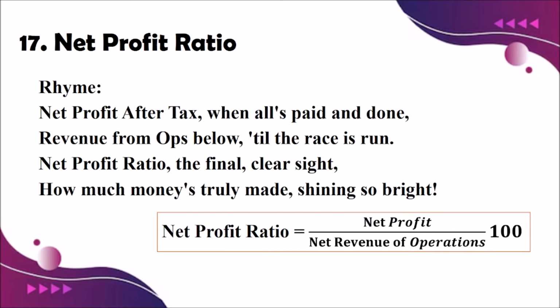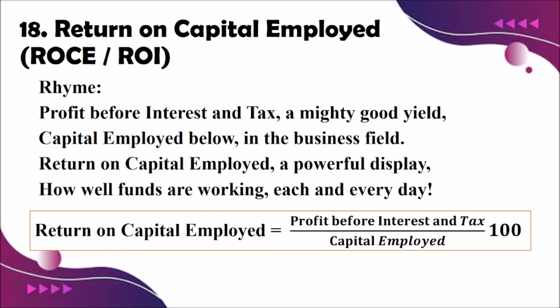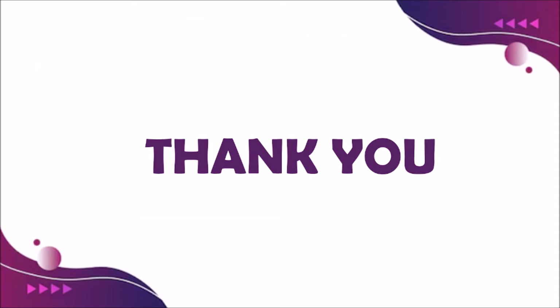Net profit ratio: net profit by net revenue from operation into 100. Net revenue means revenue from operation minus return. Please read these 4 lines to remember the net profit ratio equation. Return on capital employed, or return on investment, the last ratio as per our syllabus. The equation is profit before interest and tax divided by capital employed into 100. Also remember this rhyme.